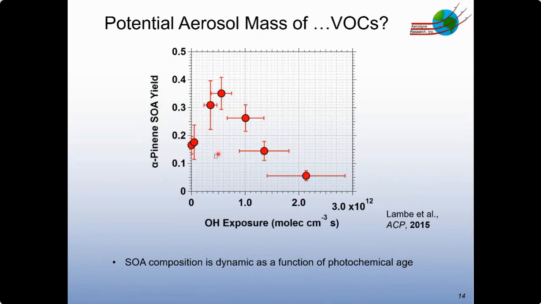Here you can see that the yield increases at low OH exposure, increases as we produce multifunctional low volatility products, and then decreases again as these very low volatility multifunctional oxidation products that contribute to alpha-pinene SOA are fragmented to make more aged but more volatile SOA.